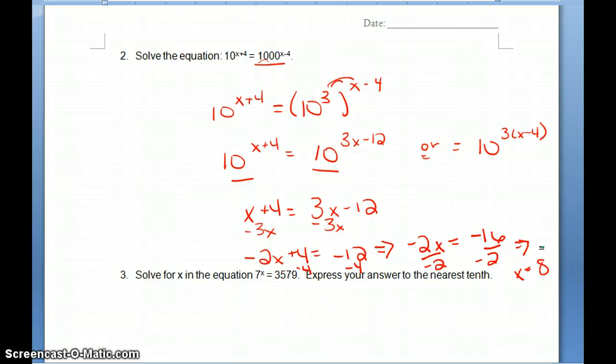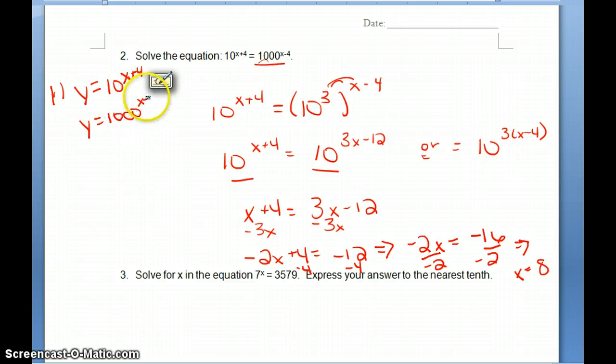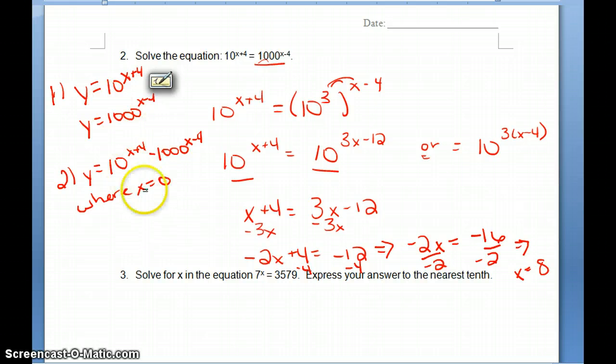Okay? So you could check this by graphing. You have two options. You could graph them independently: y is equal to 10 to the power of x plus 4, and y is equal to 1000 to the x minus 4. Or you can move everything to one side and graph y is equal to 10 to the x plus 4 minus 1000 to the x minus 4, and look for where y is equal to 0. And for the first option, just look for where the two graphs intersect.